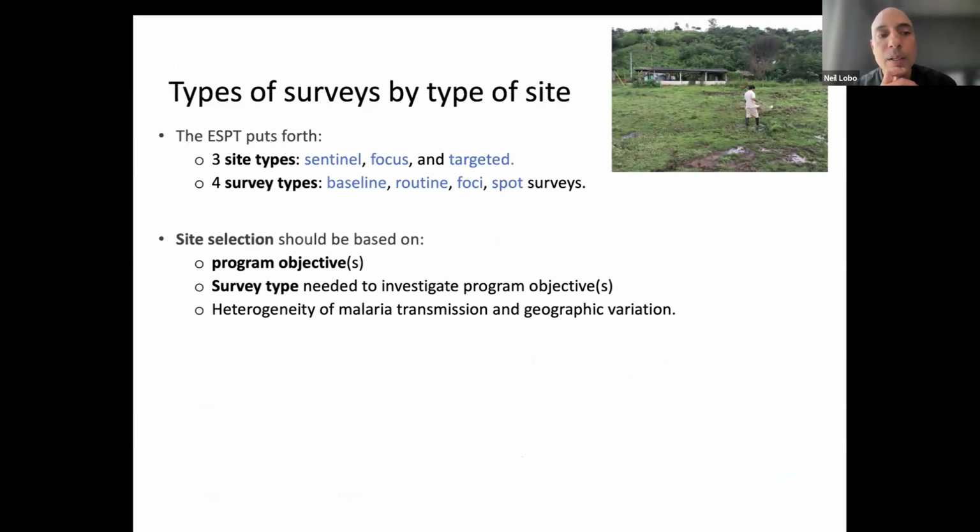And another word for objective, which I'm going to keep saying 500 times, is: what is your question, right? What is your question? So you'd select your site based on your question. Your survey type ideally would answer that question and would be directed by what the program wants to know.